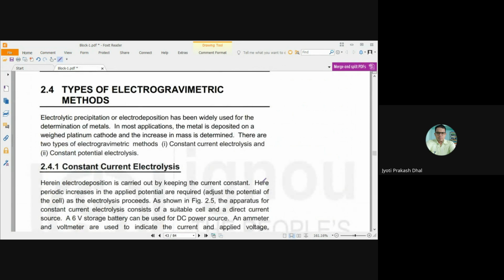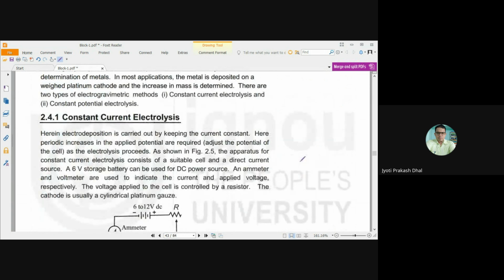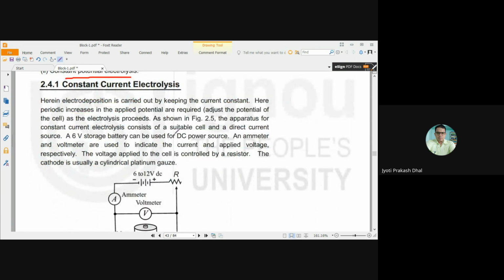Now coming to types of electrogravimetric methods. So these are long questions again. Two types of electrogravimetric methods are there. First one is constant current electrolysis, and the second one is constant potential electrolysis. So first we will discuss the constant current electrolysis. In the constant current electrolysis method, the electrodeposition is carried out by keeping the current constant.